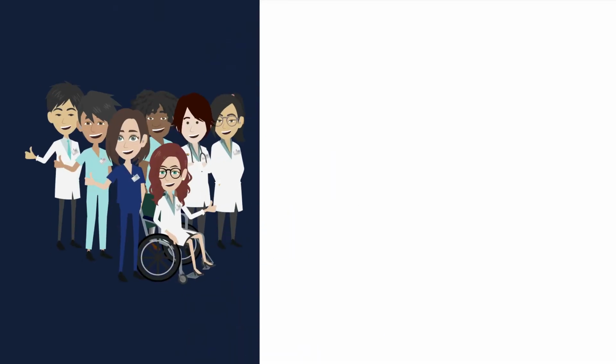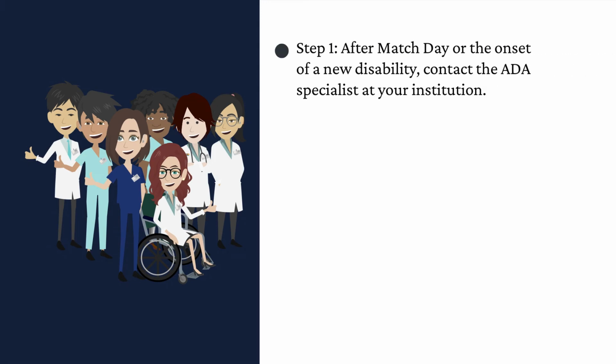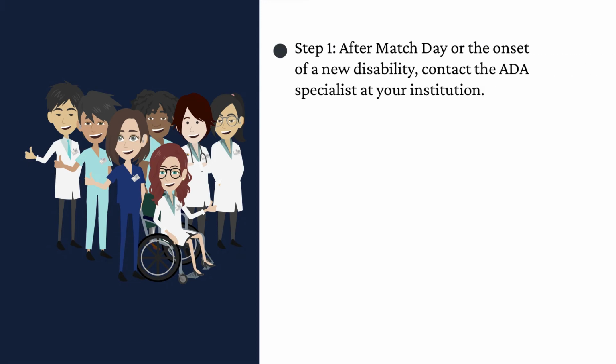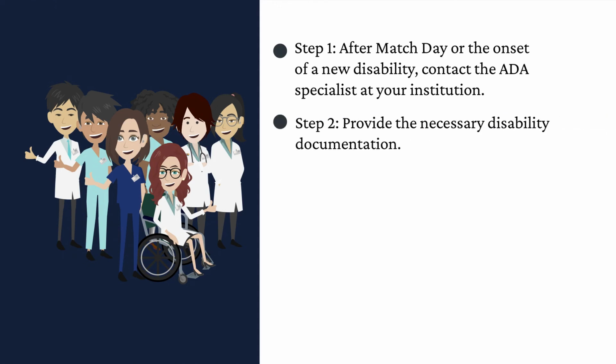Let's discuss the 5 steps for requesting accommodations as you transition to residency. Step 1. After match day or the onset of a new disability, contact the ADA specialist at your institution. Step 2. Provide the necessary disability documentation to the ADA specialist. Be sure to let them know about any history of accommodation that was effective in removing barriers.